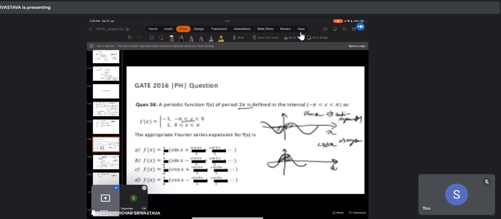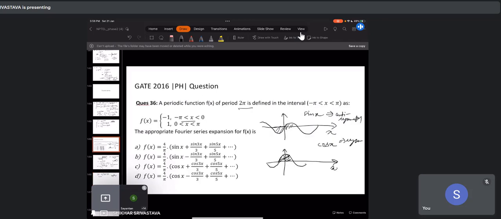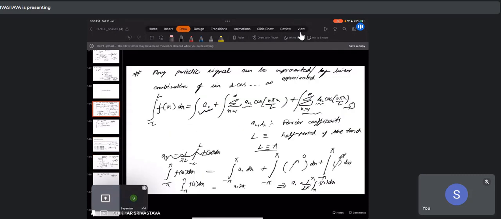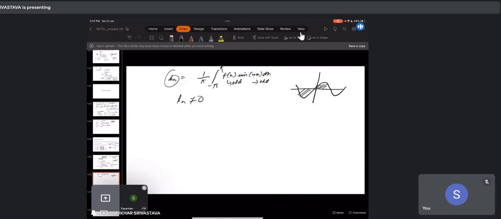So in this way, because you have some limitation of time, you can directly say that options A, C and D will not be there, because a naught and an are 0. So these two terms will vanish. So whatever is left is just, sorry, this will be sine, my mistake. Whatever is left is sine terms. So you have to just find bn directly. No need to find a naught and an. Just find bn directly.